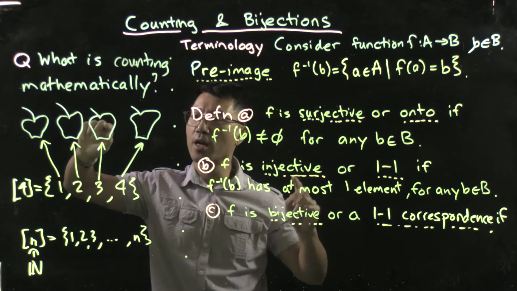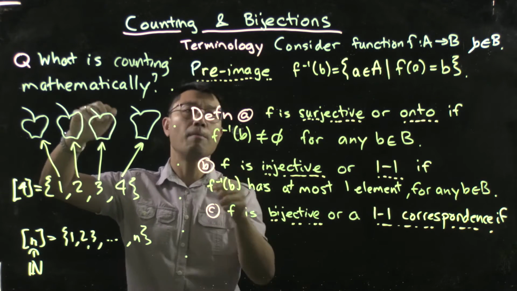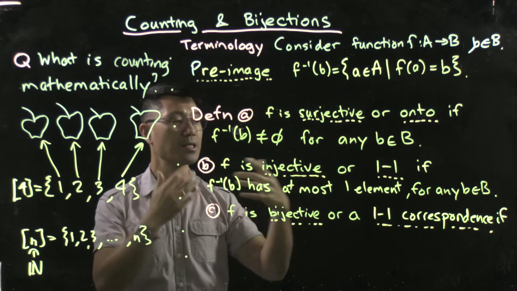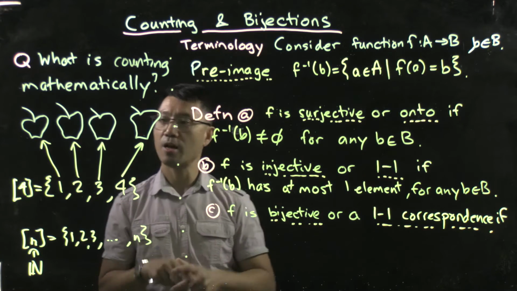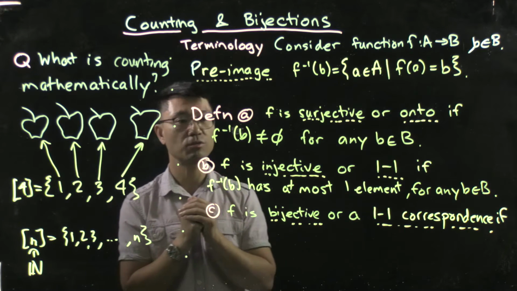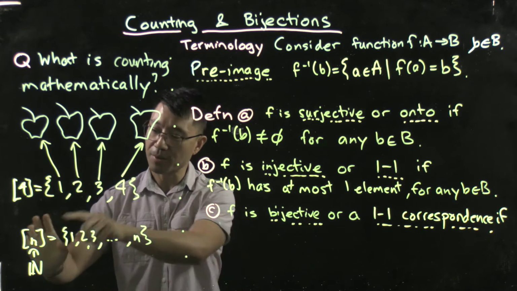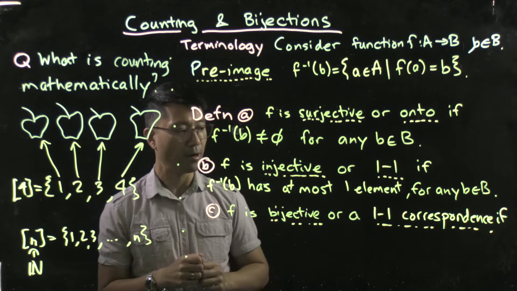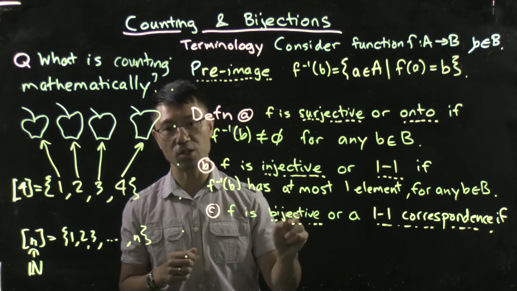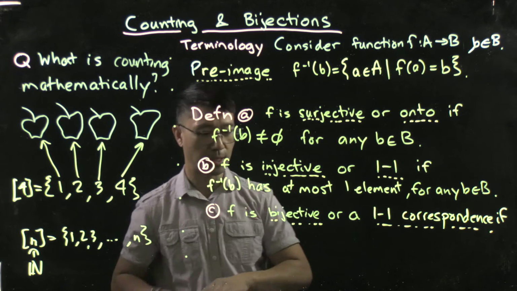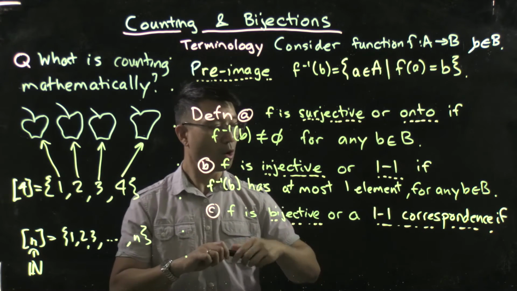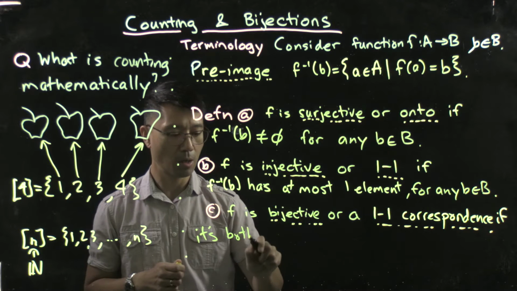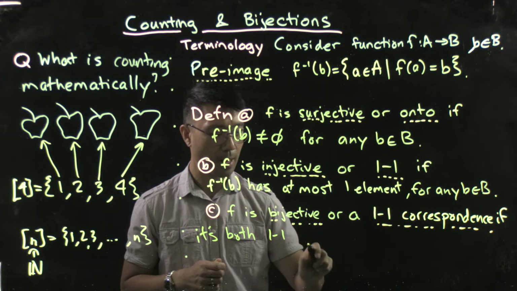So to make sure that you only count each element once, you want to make sure that these pre-images, for every, in this case apple, but in general for every little b inside B, has at most one element. And the final thing, of course, that you want, if you want a counting function, is basically a function from something like this to the set that you're counting. You want it to be both surjective and injective. And if it's both surjective and injective, that function is called bijective or one-to-one correspondence. So a function f is bijective or called a one-to-one correspondence if it's both one-to-one and onto.